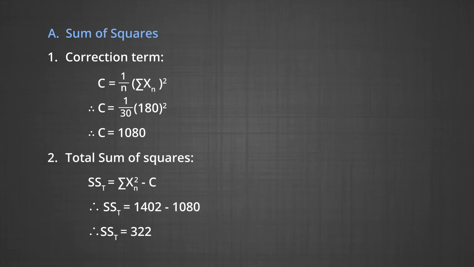And then the second step is we calculate the total sum of squares. We call it SST, and this is sigma x square minus correction. And this shows SST is equal to 10 square plus 7 square plus 6 square, so on and so forth, up to 10 square. And that is 1402 minus 1080 is equal to 322.